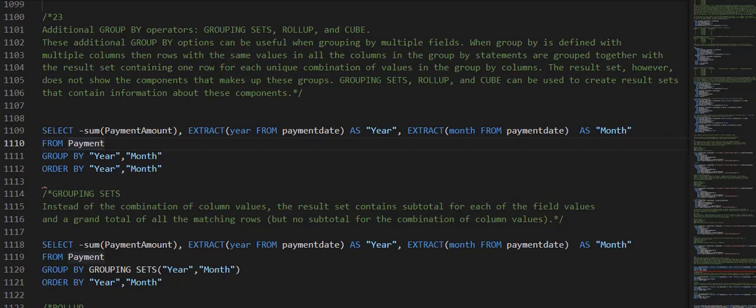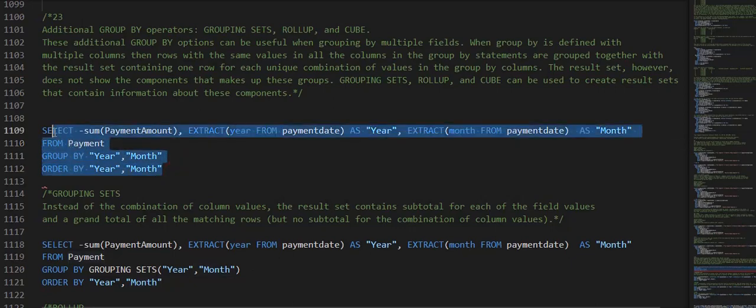Next, I'm going to talk about a few additional group by operators. They're called grouping sets, rollup, and cube. And they're particularly useful when you want to find out more information about the different components of your groups. So let me explain this by looking at an example.